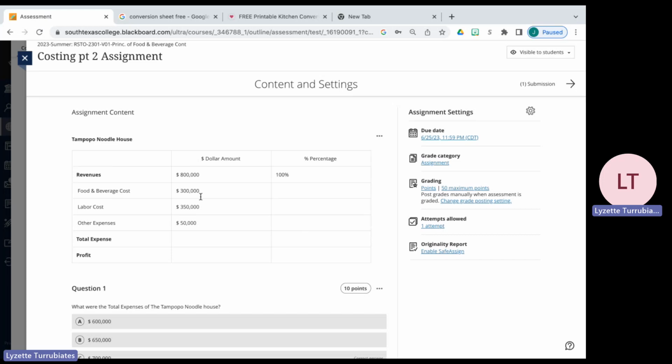And so that's what you're really looking for when it comes to figuring out your percentages here. Right here, it's asking you, what are the total expenses for the Tampopo Noodle House? Well, we know that all of our expenses are things that we're spending on, right? So we have to purchase food and beverage. We have to pay our employees, and we have to pay all of our other expenses, whether it's marketing, the music that we're going to have in the restaurant, or our rent. So these other expenses would be things that we're paying for, right? So when it's asking for total expenses, you're probably going to have to add these up. And then when it's asking for those percentages, that's what you're going to do.